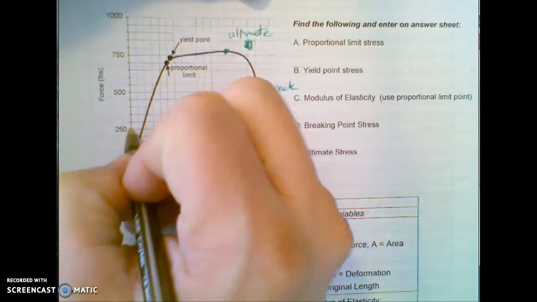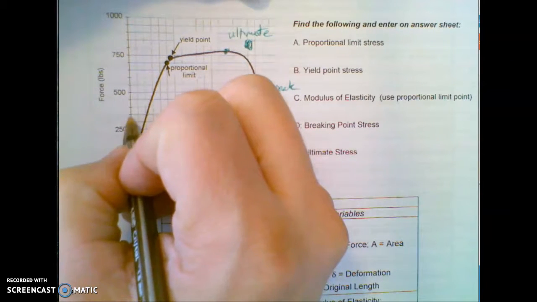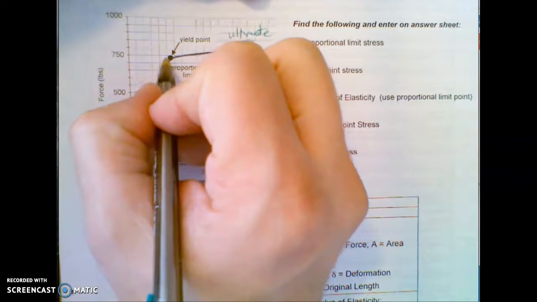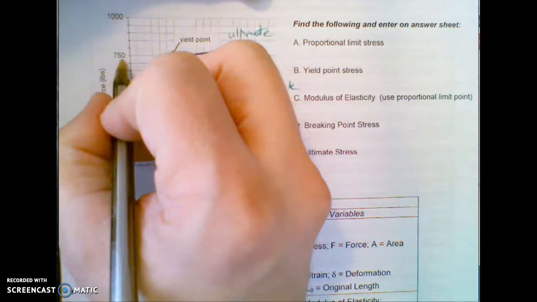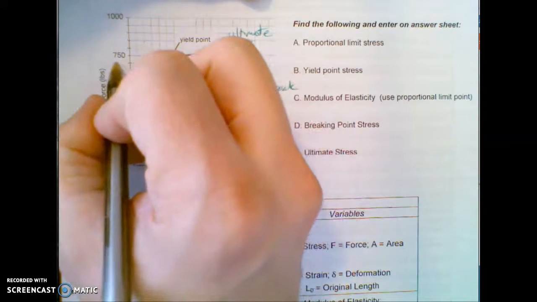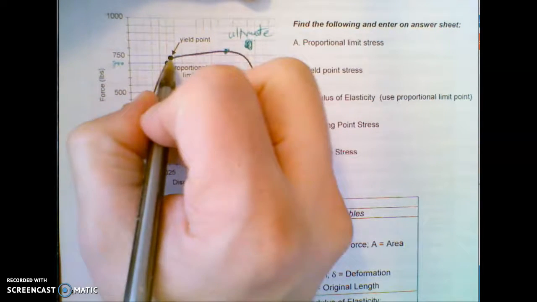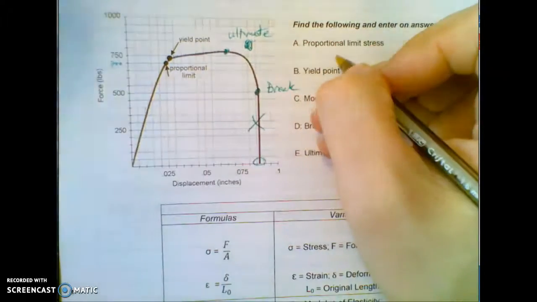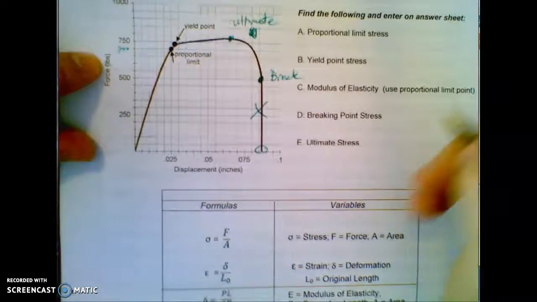So if I look at this, it looks like these go up by 50s, 300, 350, 450. Yeah, so these go up by 50s. So when I look at this, there's 700, and that one, proportional limit, looks like it's pretty much on 700 pounds. It's important to look at your units here.